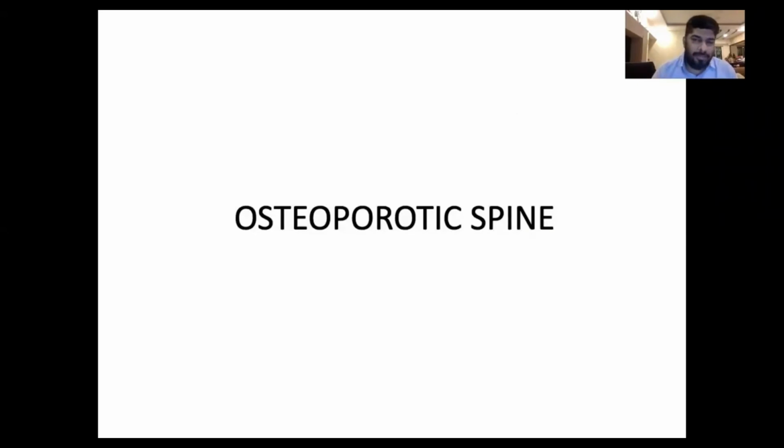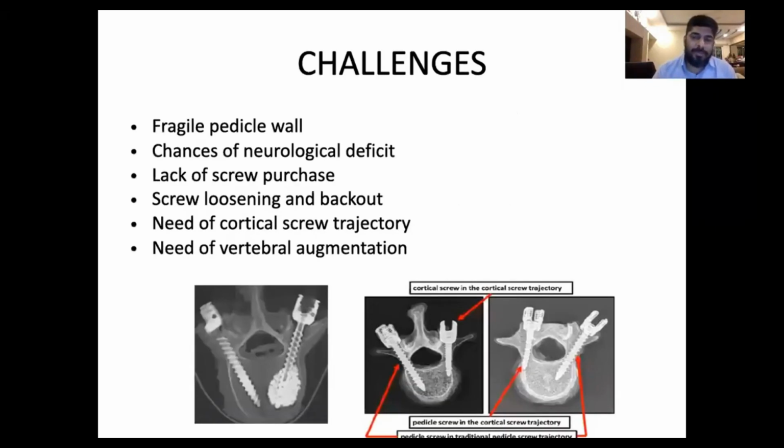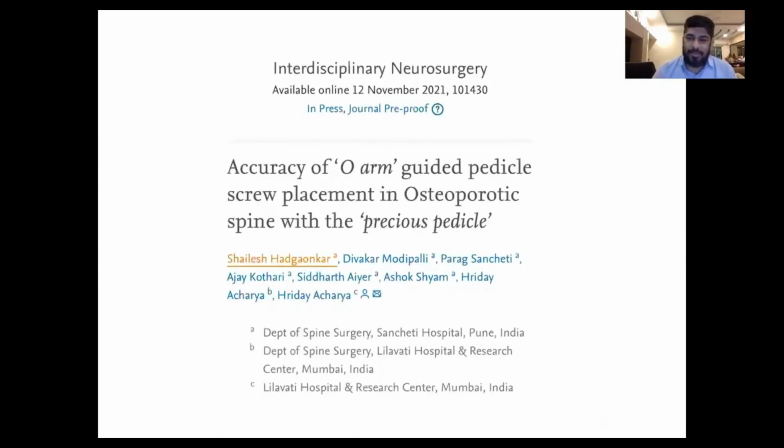Porotic spine, big advantage. You don't want to breach a pedicle, you don't want to go at higher levels, you don't want to pull out. The biggest advantage of O-arm navigation, you can go with the good trajectories, you can go with the longer length, you can really do the best of possible things in osteoporotic pedicle screw fixation with O-arm navigation.